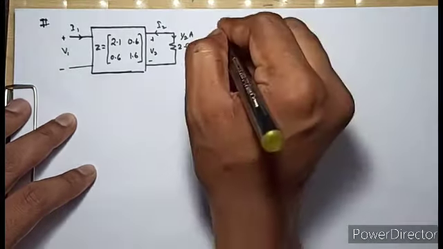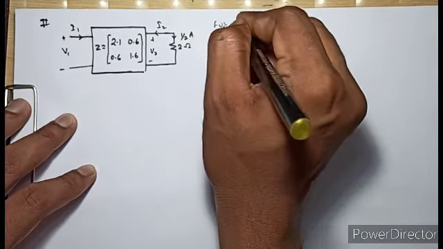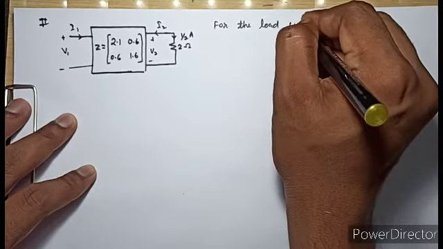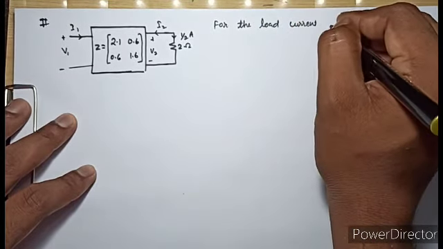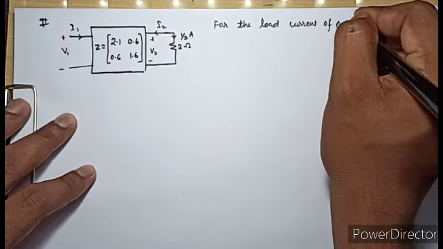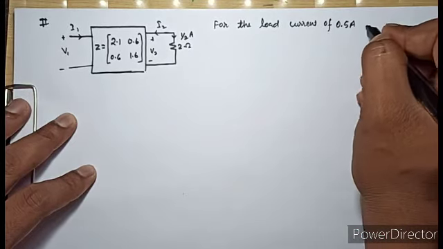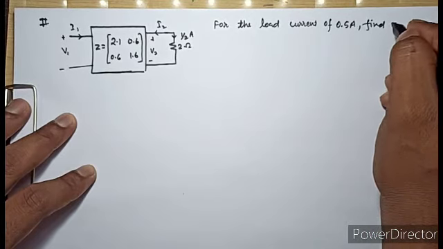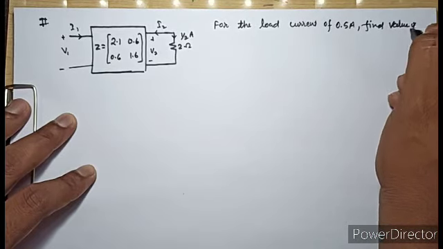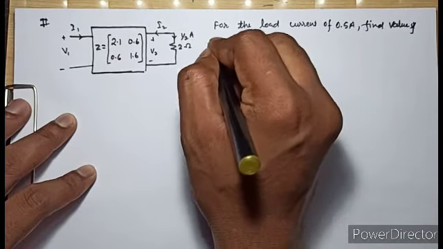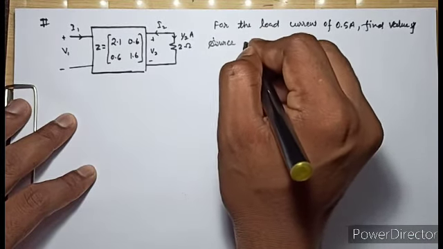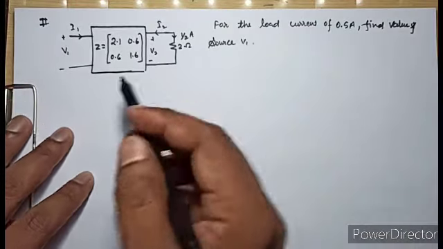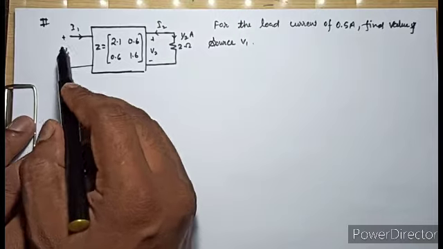Now the question is, for the load current of 0.5 ampere, find the value of source V1, right? Means we have to find the value of this V1.